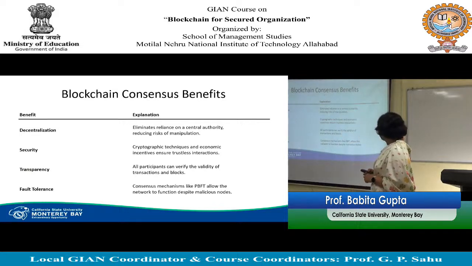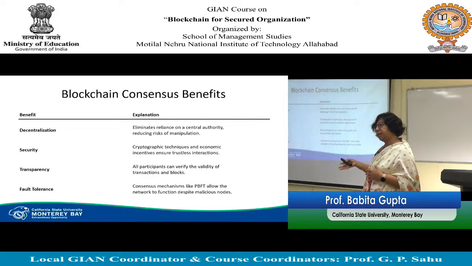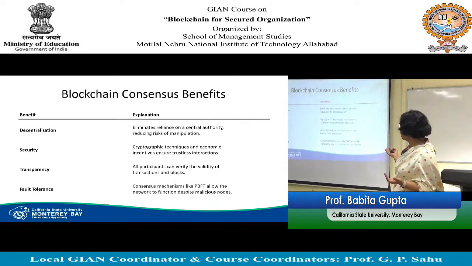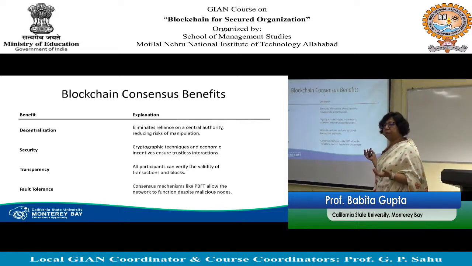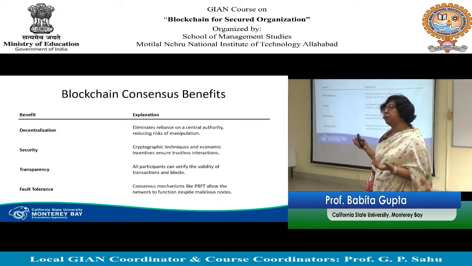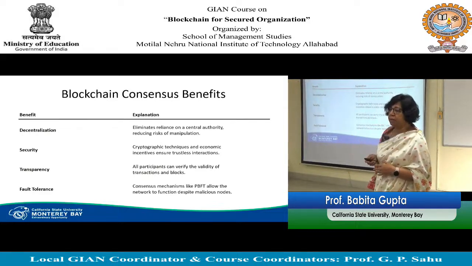So here we have the benefits of consensus: it gives us more decentralization than the traditional system. Of course, as we saw in proof of stake and delegated proof of stake, for example, there is less decentralization compared to proof of work. It's more secure, more transparent, and fault tolerant, meaning that even if there is a bad node or bad actors in the blockchain, it can continue to function because of the way the Byzantine fault tolerance mechanism works.